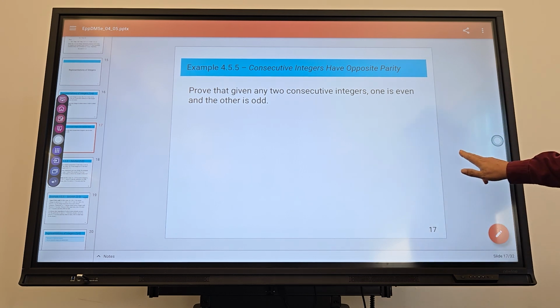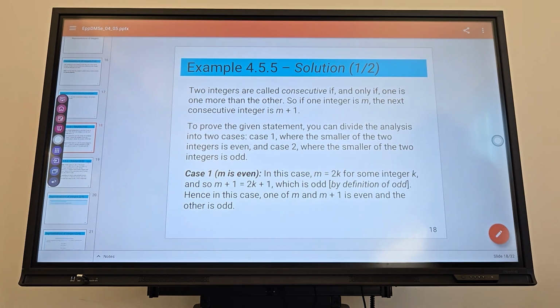Okay, so what does consecutive mean? It means one is one more than the other. So if one integer is m, the next consecutive integer is m plus 1. To prove the given statement, you can divide the analysis into two cases. One, where the smaller of the two integers is even, and two, where the smaller of the two integers is odd.